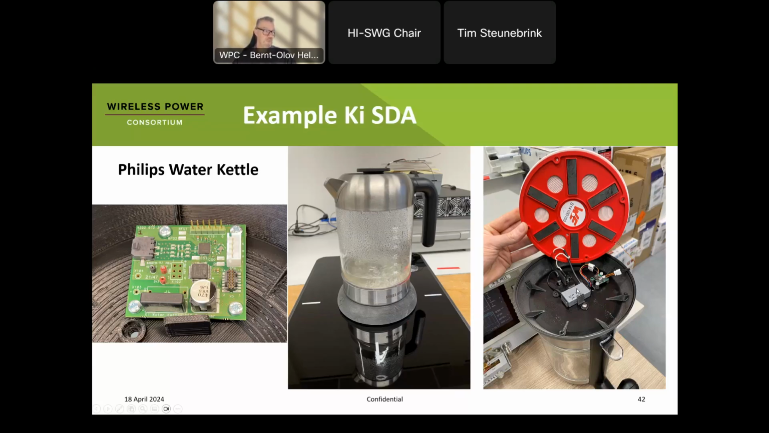It minimizes the BOM to the extreme minimum, so it will be a single chip solution. This water kettle has just one on-off button. It communicates via the power coil and the NFC antenna. A very simple design, not much, but very useful.